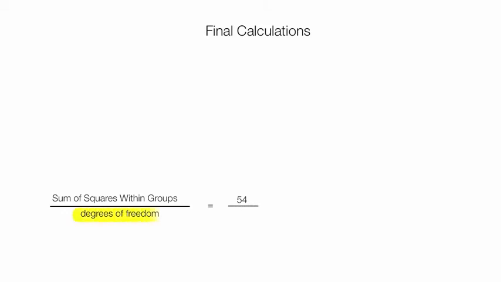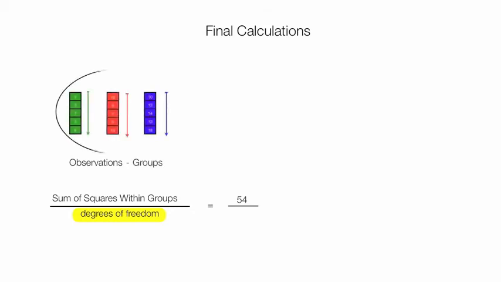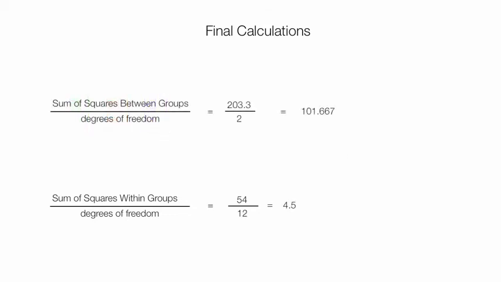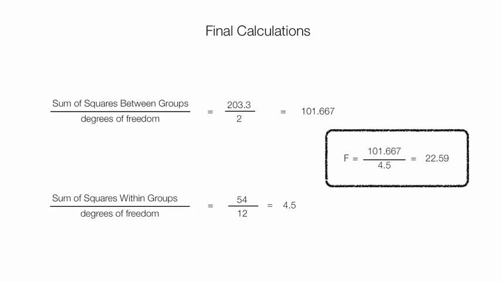Now I take sum of squares within groups divided by its degrees of freedom, which is equal to 54 divided by degrees of freedom. And its degrees of freedom is observations minus groups. So I have a total of 15 observations minus 3 groups. So its degrees of freedom is 12. So I have 54 divided by 12. And this is equal to 4.5. Now I take the ratio, which is F is equal to 101.667 divided by 4.5, which is equal to 22.59, and this is my F score, my F ratio.